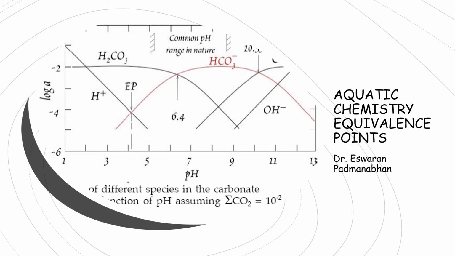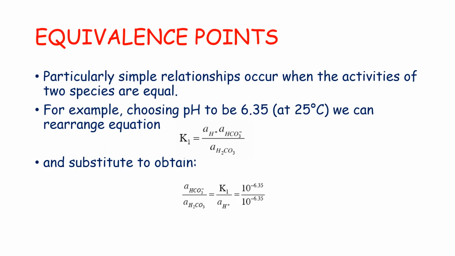Okay, in this video, we're going to be looking at another aspect of aquatic chemistry, specifically equivalence points. Okay, now, particularly simple relationships occur, as you know by now, when the activities of two species are equal. Take an example where you choose the pH to be 6.35 at standard room temperature of 25 degrees Celsius.